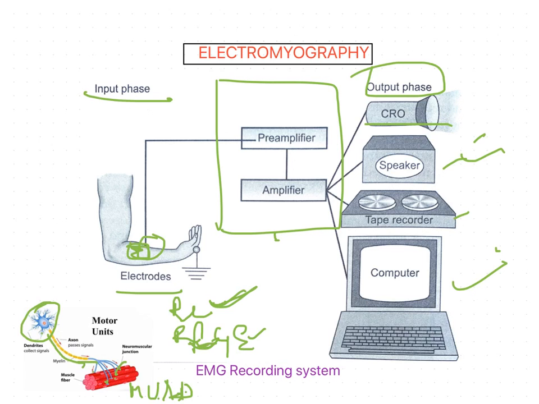The ground electrode is also placed near the recording electrode, but not over it. What is the function of the ground electrode? The ground electrode provides a mechanism for cancelling out the interference effects of external electrical noise.